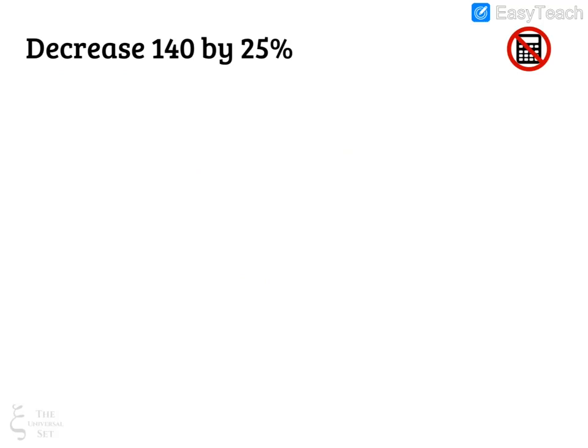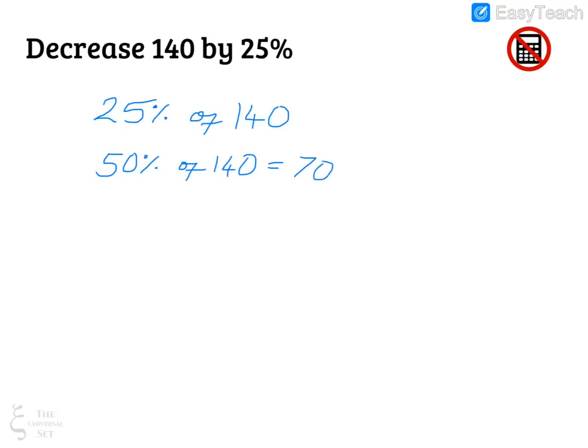So in this one, I'm going to decrease 140 by 25%. And again, since I'm not using a calculator here, I'm going to need to do a wee bit of working. And the first thing I'm going to have to work out is what is 25% of 140, because that's what I'm going to have to decrease by. 25% of 140. Well, maybe it's easier to work out 50% first of all. What is 50% of 140? Well, 50% is the same as half. So what's half of 140? It's 70, isn't it? Okay, so that's 50%.